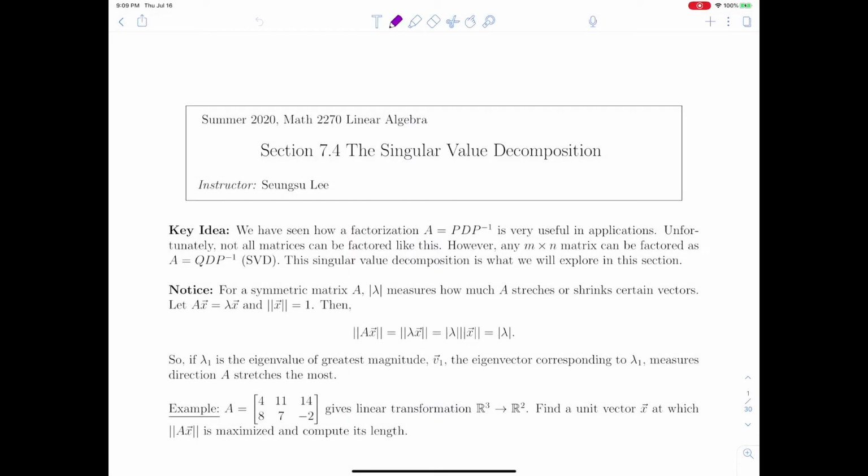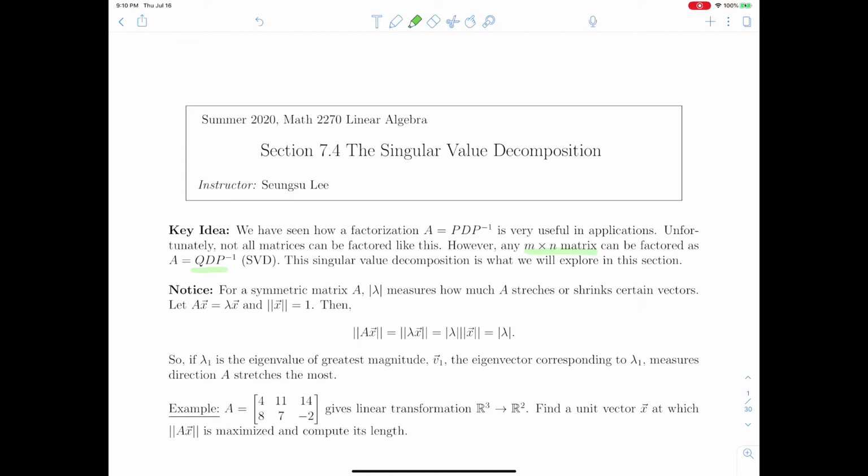So in this section, we're going to talk about the singular value decomposition. Basically, we know that there are some matrices that we cannot diagonalize, but if you do the singular value decomposition, any n by n matrix can be factored as Q D times P inverse. And we call that the singular value decomposition. There are several applications of this in our real life.